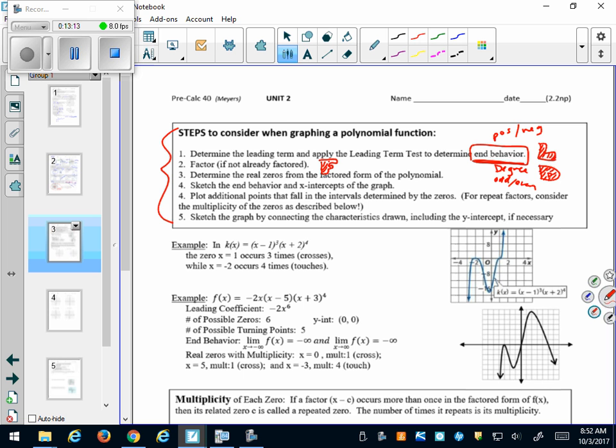That's my F. Thus, let's do functions. Right? That's just to help you remember to do those three things. Look at the leading coefficient for positive or negative. Look at the degree for odd or even, and then factor it. Or look at the factored form to help you to see where the zeros are, etc. Okay?